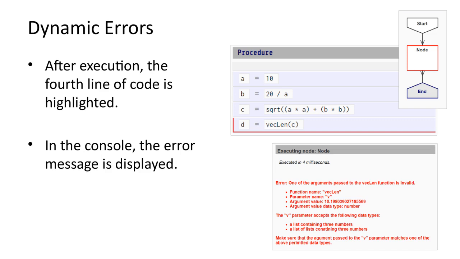Executing the code will reveal the dynamic error. The first 3 lines of code were executed without any issue. But when the function was called to calculate the vector length, an error was generated. For dynamic errors, the error message is printed in the console. The message states that the argument passed to the function was incorrect.